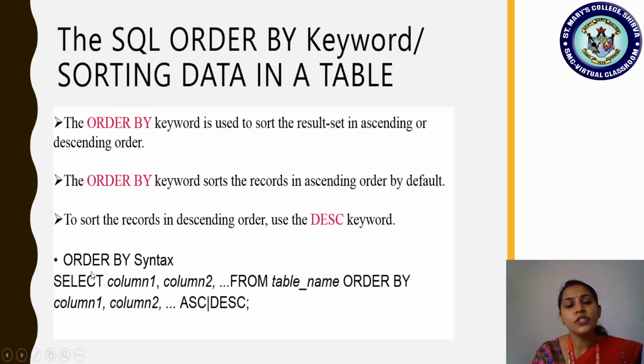Okay, so just check out the syntax here. Select column 1, column 2 from table name, order by column 1, column 2, either ascending or descending. So this is what the syntax goes. It is very simple, students. Just concentrate on the first term. Select is a statement or a keyword used to view the data from the table, right? From previous sessions you have understood about that.